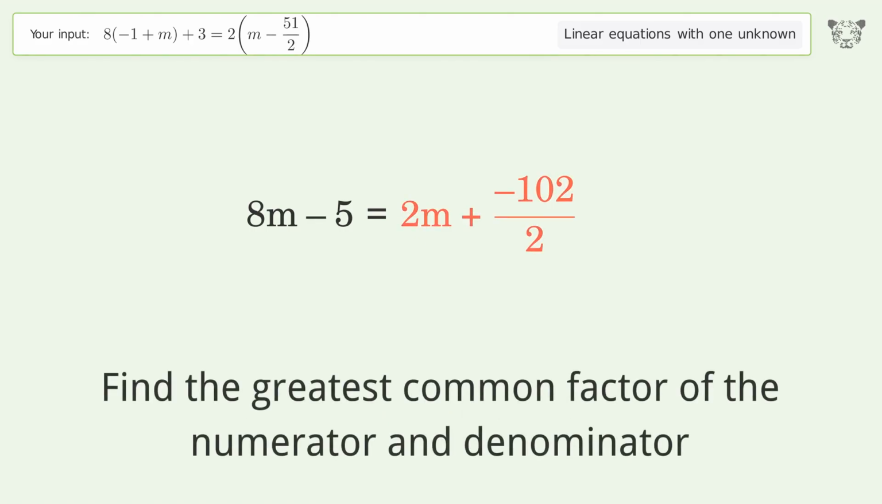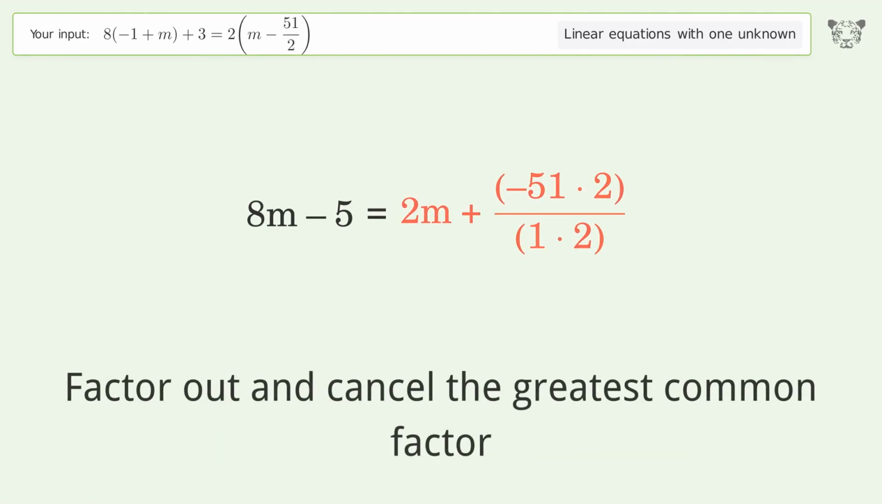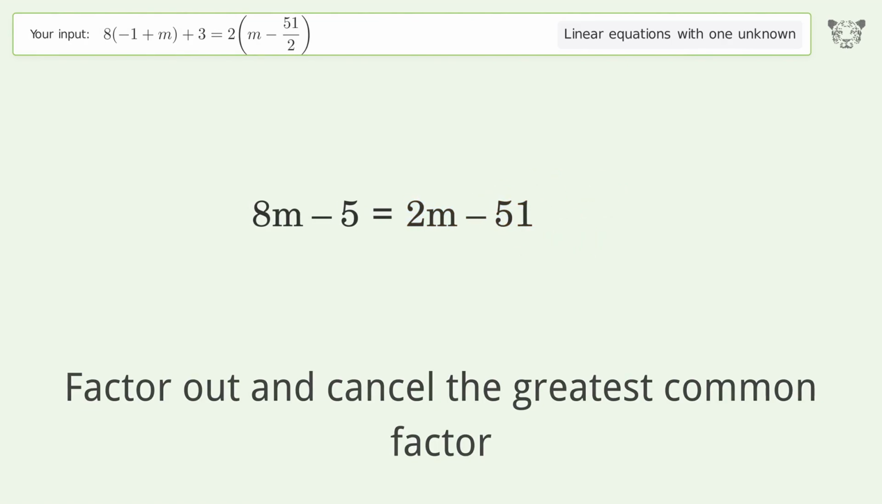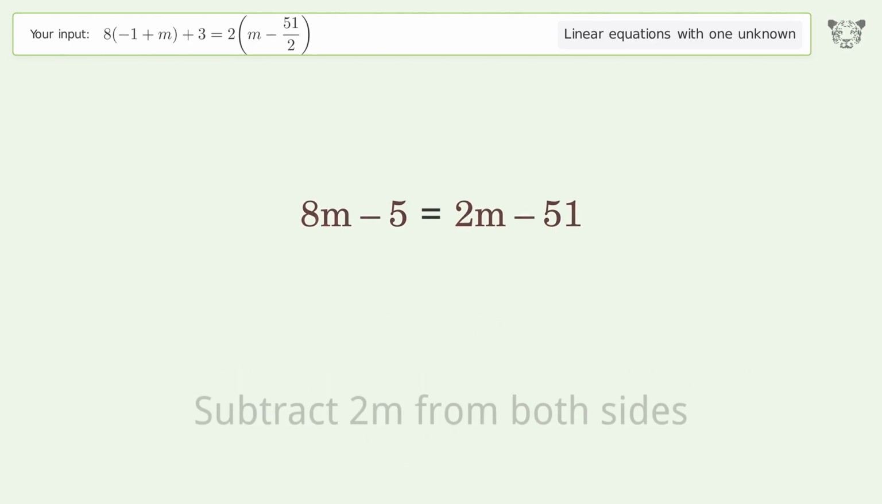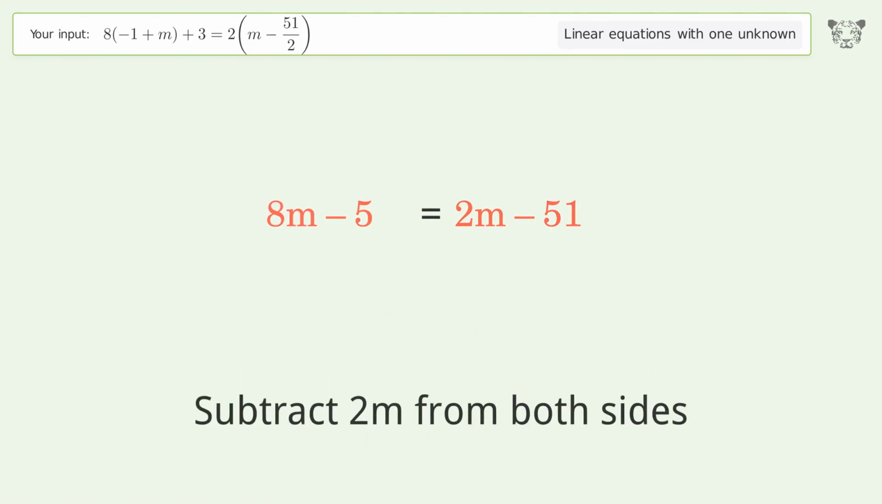Find the greatest common factor of the numerator and denominator. Factor out and cancel the greatest common factor. Group all m terms on the left side of the equation. Subtract 2m from both sides.